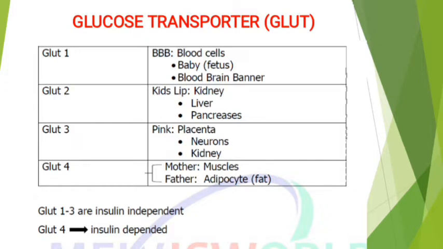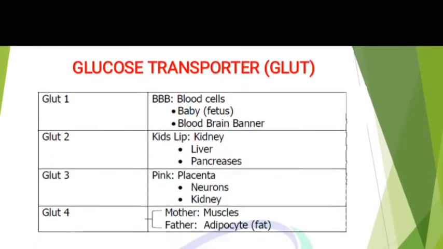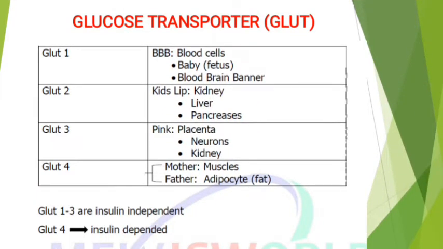Now, how can you recall these glucose transporters and the relative cells they are found in? That's the reason why I came up with an acronym: BB, key, lips, blink, mother, father. So, whenever you remember this, it can help you to comprehend and not forget. But note, GLUT1 to GLUT3 are insulin independent. GLUT4 is insulin dependent. That is to say, GLUT4 requires, rather, works hand in hand with insulin. Follow me and you will comprehend.